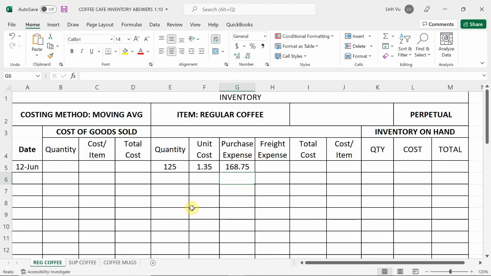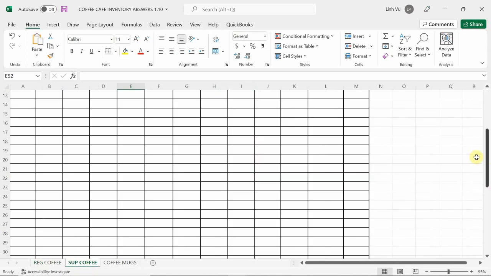We purchased 125 pounds of regular coffee, which cost me $1.35 each, okay, which gave me a purchase price of $168.75. Okay? I'm going to tell you here to stop here because, yes, we will have freight, but the freight won't be calculated till later. Okay? So I entered in my information into my regular coffee. I'm now going to have to also enter in my information in my Supreme coffee. Okay?